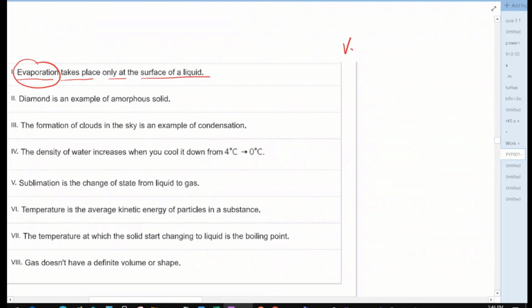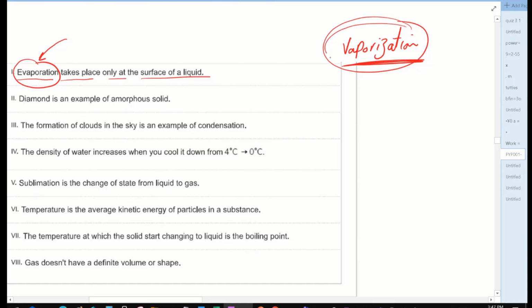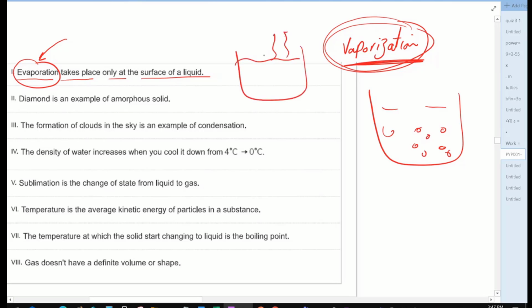Evaporation, not vaporization. Vaporization. What is the meaning of vaporization? It's the change from liquid to gas at the boiling point. This is called vaporization. Evaporation is at any temperature below the boiling point. The vaporization happens throughout the liquid, inside the liquid, while the evaporation happens only in the surface. So this is a right statement. It's a true statement. Okay.